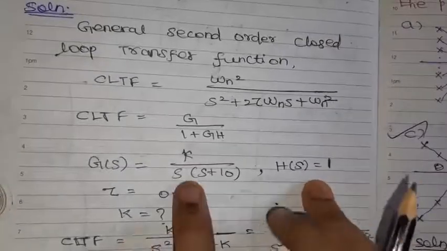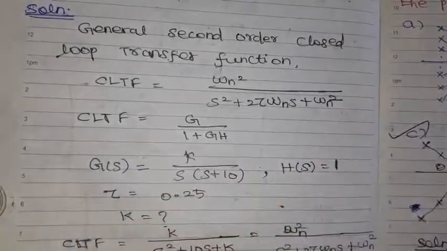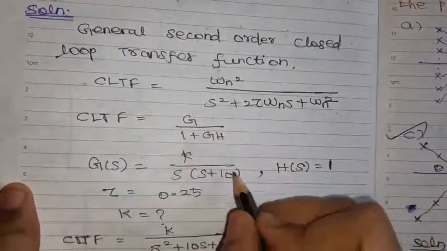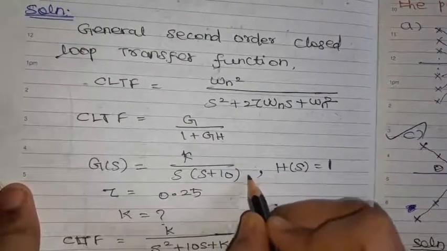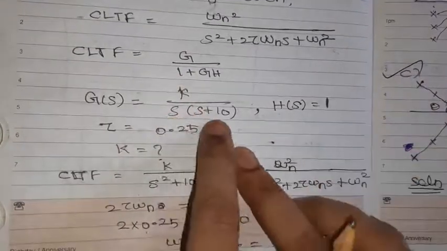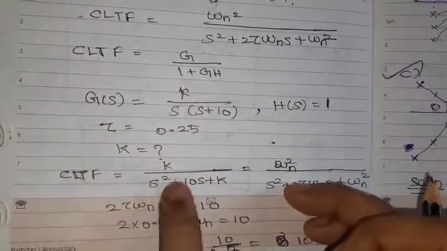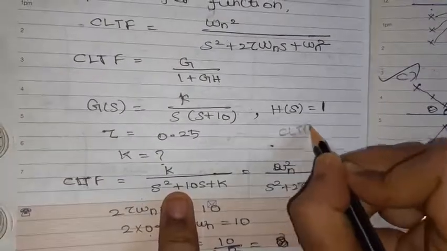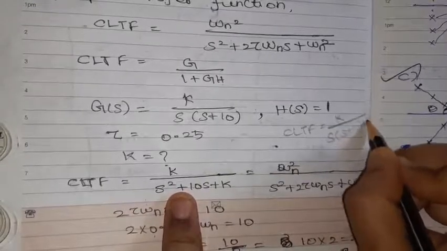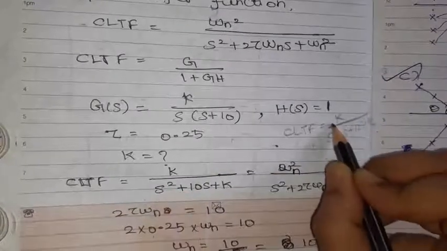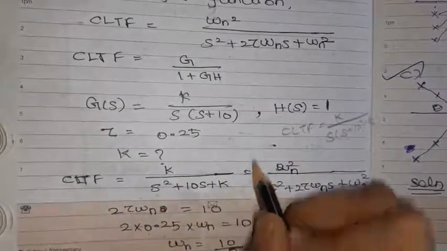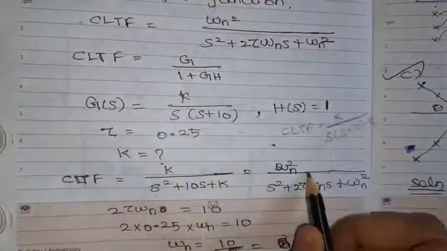As I told previously, whenever feedback is unity, rather than applying this formula, what is the shortcut? Just add the numerator term into the denominator. So K divided by s into s plus 10, plus K. Whenever it is a unity feedback system, we can just add the numerator term into the denominator. So K divided by s squared plus 10s plus K. Just equate this with the standard closed loop transfer function.